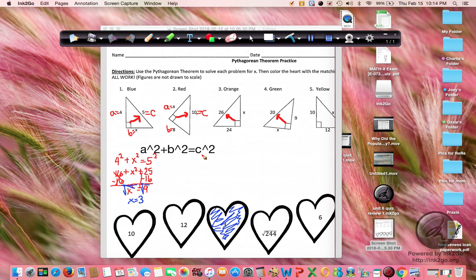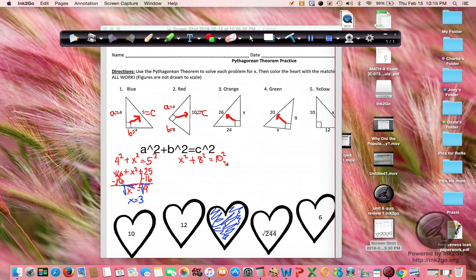Use the same formula. A squared plus B squared equals C squared. So A is X this time, so we're going to have X squared plus B, which is 8, and then we square that. And then C is 10. So 10 squared.